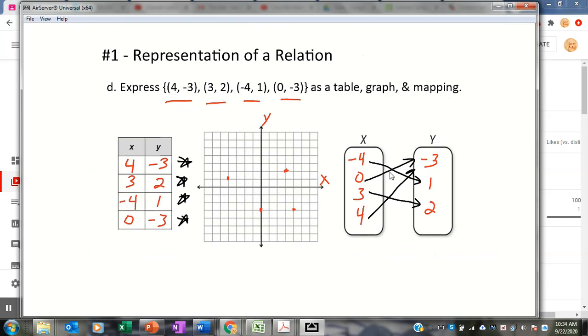So we put the ordered pairs in a table, we graphed them, and then we separated the domain and the range. Remember, the x values are your domain, and the y values are your range.